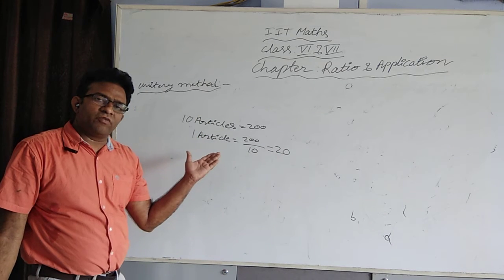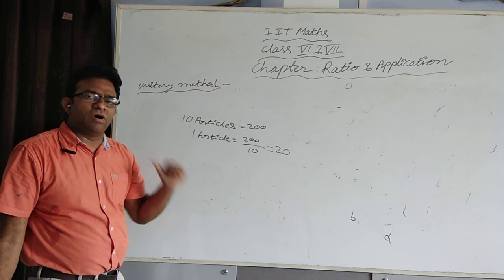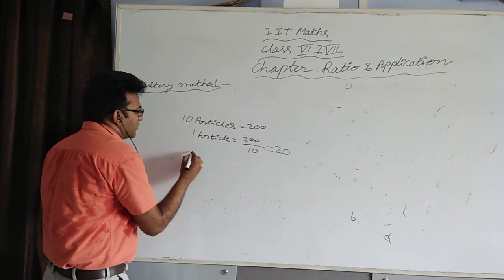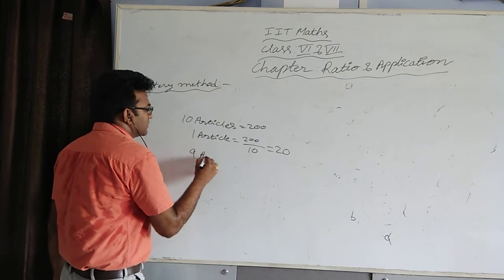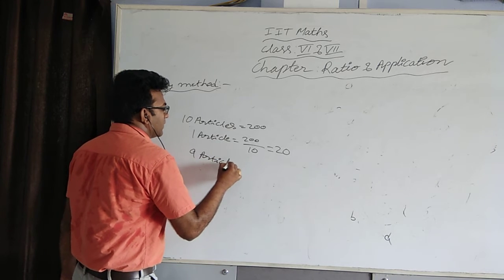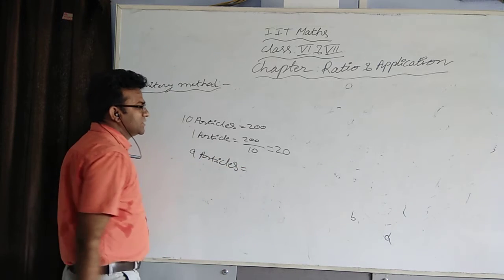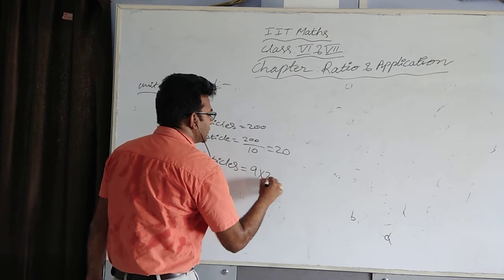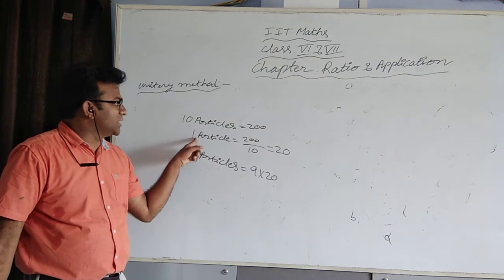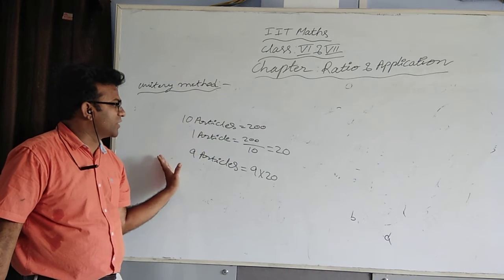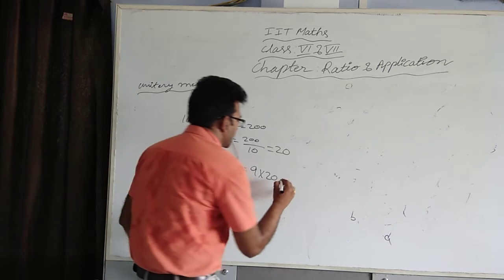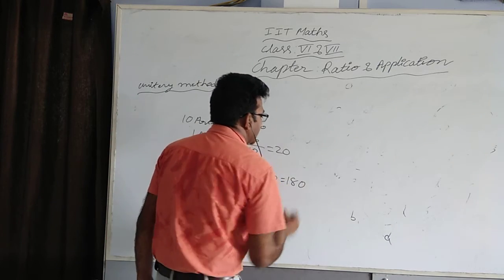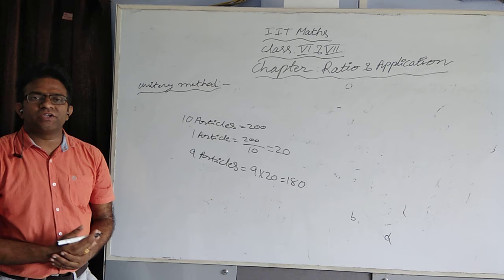Then we are going to find out the required number of articles. For example, I want to find out the cost of 9 articles. Cost of 9 articles is equal to 9 into 20. Cost of one article is 20 rupees. Then the cost of 9 articles is equal to 9 into 20. That is equal to 180 rupees. So this is the unitary method.